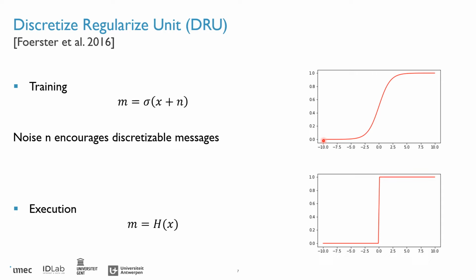And when we see what the impact of the noise would be for these extreme values, we see that the impact is quite small, while if the agent would produce values somewhere in the middle, the impact of the noise would be a lot bigger. And therefore, the agents will be encouraged to produce these extreme values, which are easily discretizable.